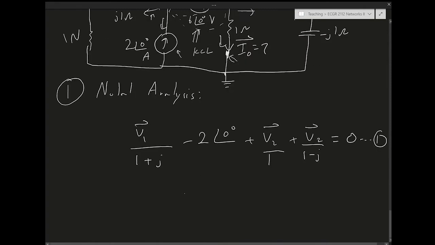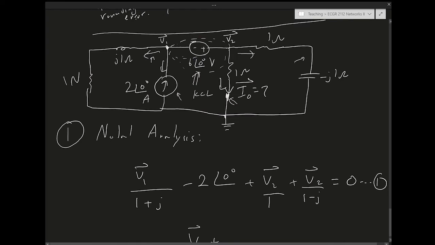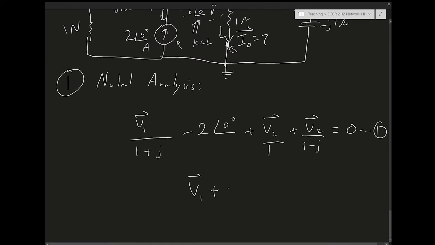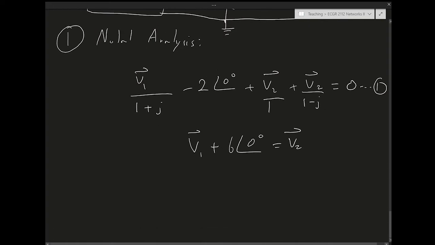And then equation 2 we get from the constraint equation between V1 and V2. We know that V1 plus this voltage source gives me V2. This is called the constraint equation. So this is how you deal with the supernode in nodal analysis. And ultimately what we want is 2 equations for the 2 unknown nodes. It's helpful to write this in matrix notation so that we can solve it.